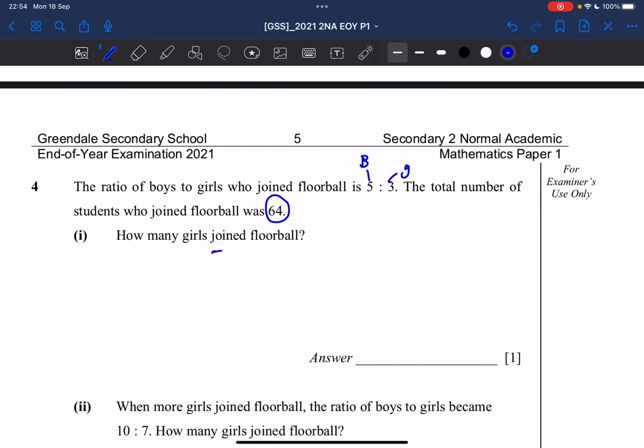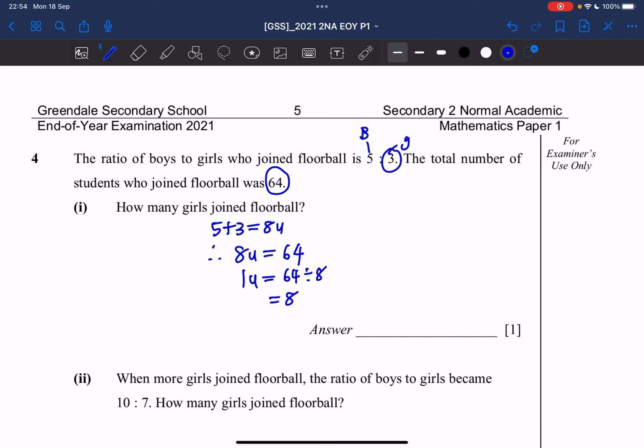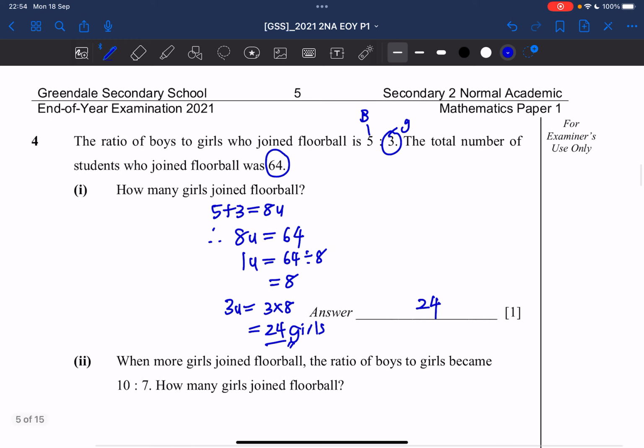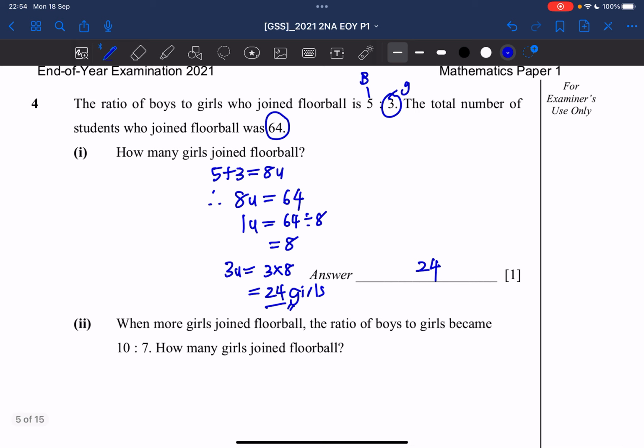So total units is 5 plus 3, 8 units. So therefore, 8 units equals 64. 1 unit equals 64 divided by 8. So 1 unit equals 8. So girls is 3 units. So 3 units equals 3 times 8 equals 24 girls. So 24 here. Then when more girls join floorball, the ratio of boys to girls became 10:7.